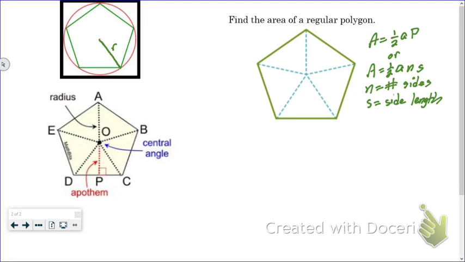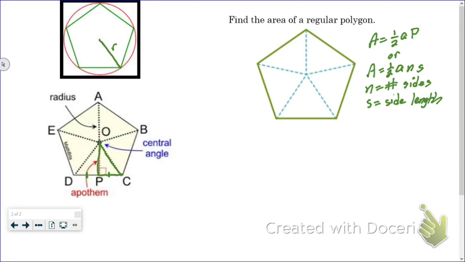And we also have this part here that goes from the center of the polygon to the midpoint of one of its sides. That's called the apothem. The apothem will bisect the side of the polygon. And if we close it up here, we can see that we wind up with a little right triangle.